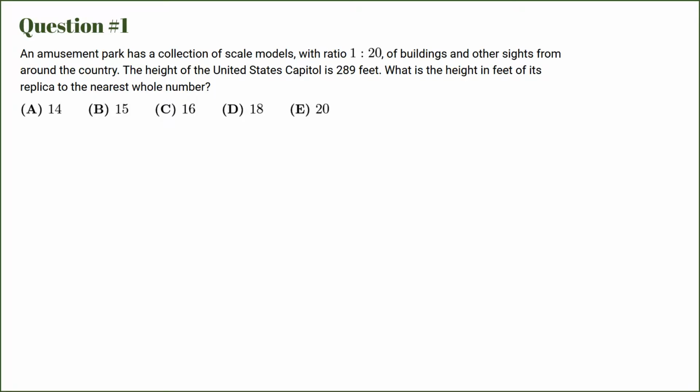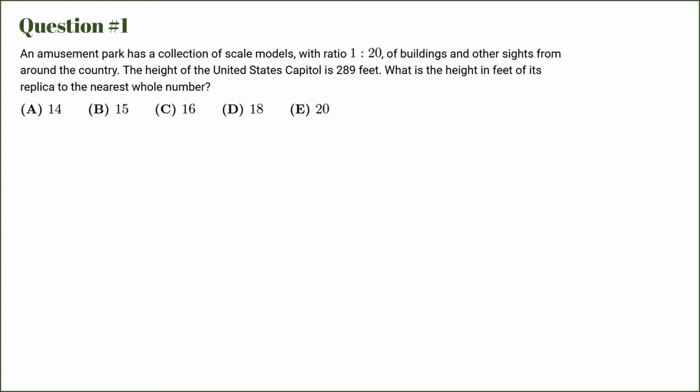Question 1 states, an amusement park has a collection of scale models with ratio 1:20 of buildings and other sites from around the country. The height of the United States Capitol is 289 feet. What is the height in feet of its replica to the nearest whole number?